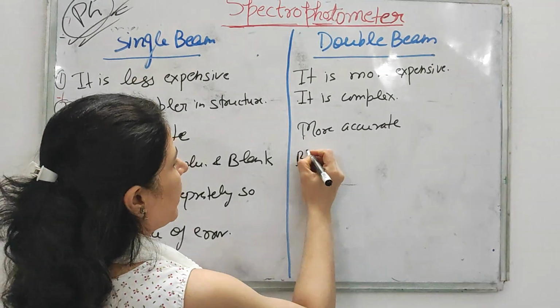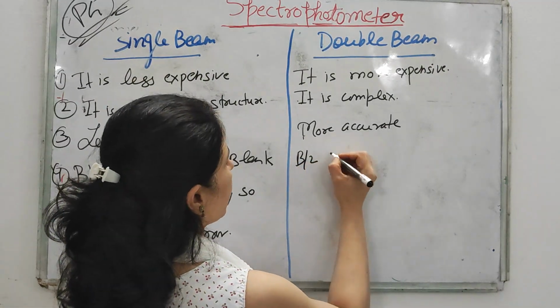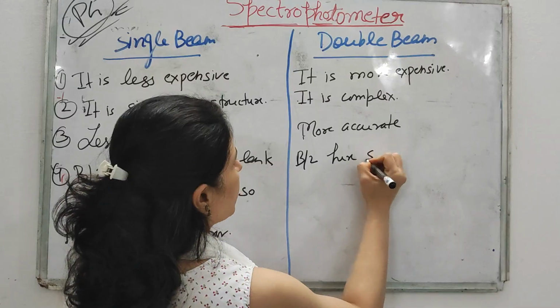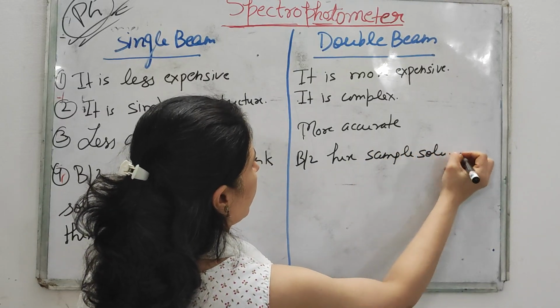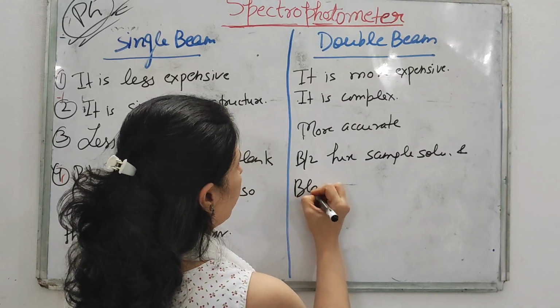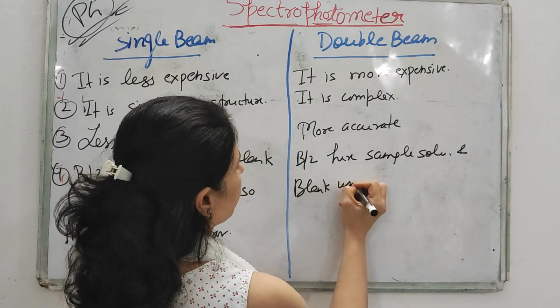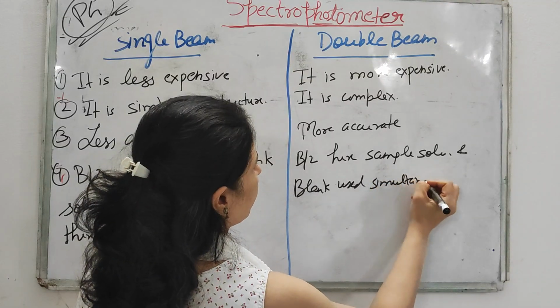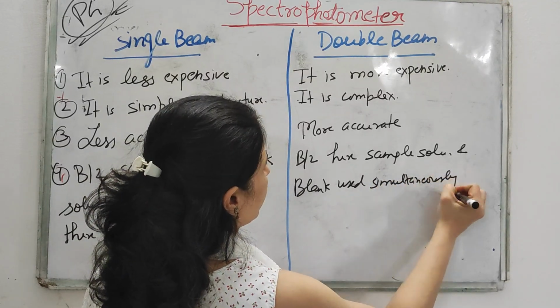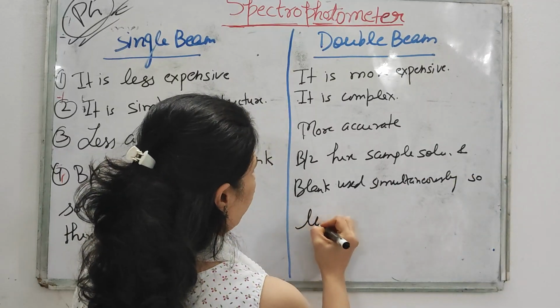Why is it more accurate in double beam? Because here your sample solution and your blank are used simultaneously. So there is less chance of error.